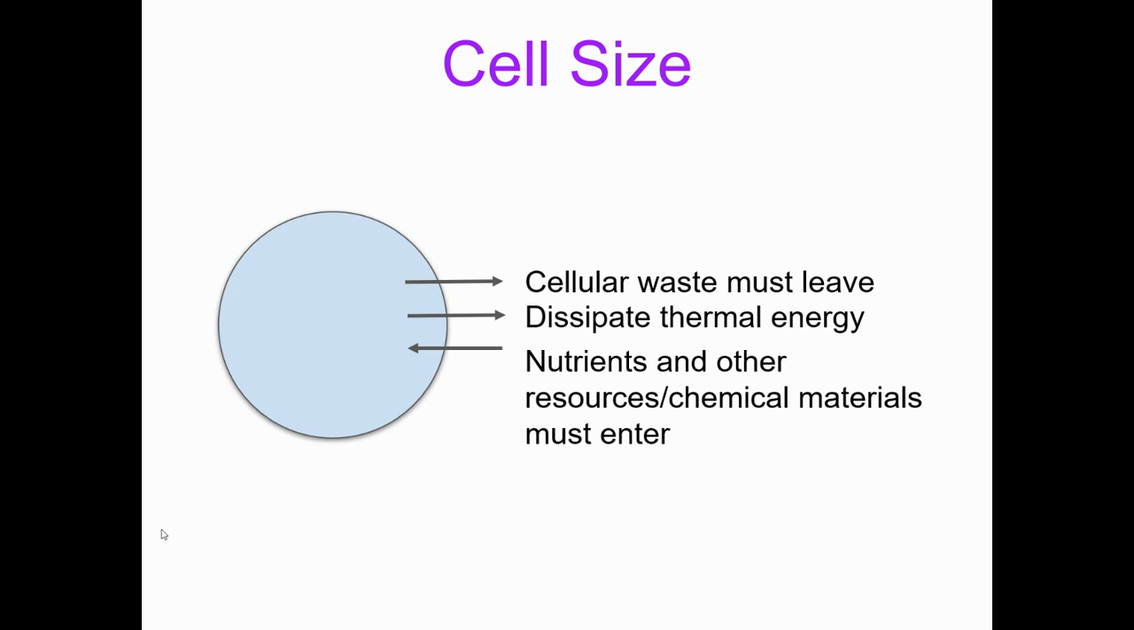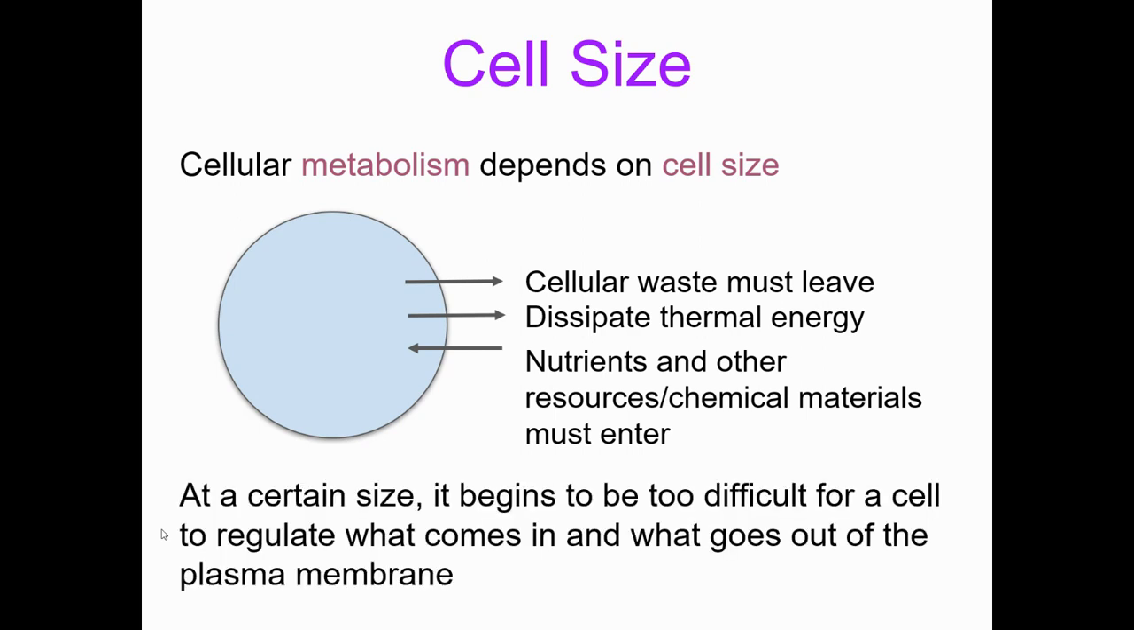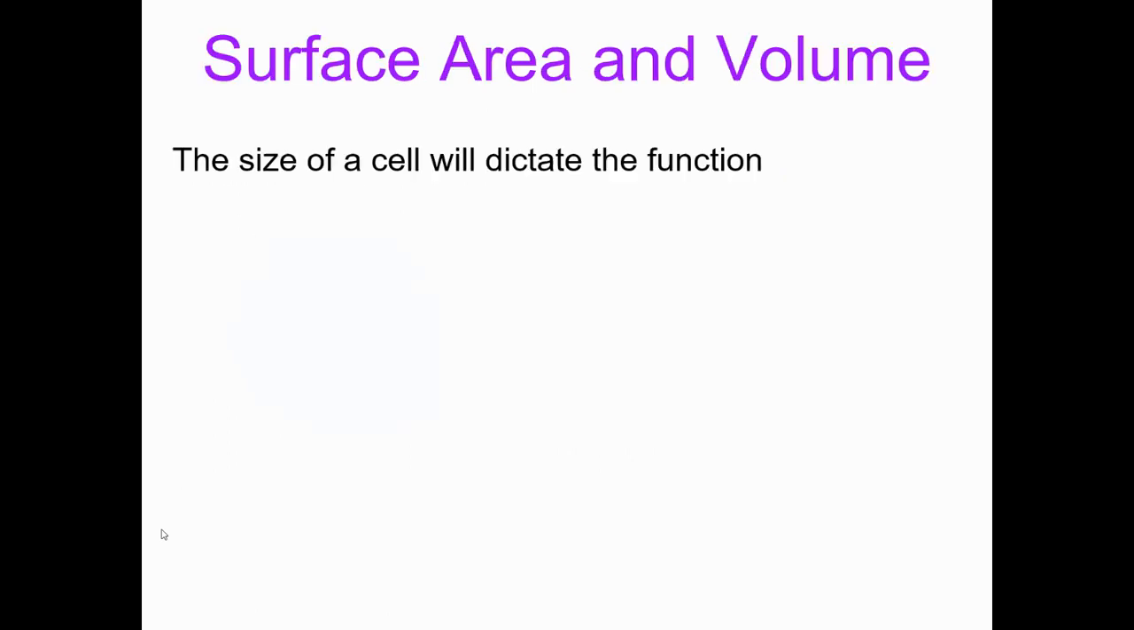We know that cells are small because of surface area to volume ratio, remember? So cells have to be big enough for materials to get in and out because they need nutrients, they need resources, they need to get rid of waste, they need to dissipate thermal energy if they get too warm. So they need things to be transferring in and out of the plasma membrane. So cellular metabolism depends on cell size, and then at a certain size, it begins to be too difficult for a cell to regulate what comes in and what goes out of the plasma membrane. So there is a happy medium.